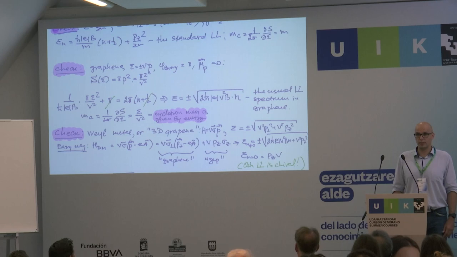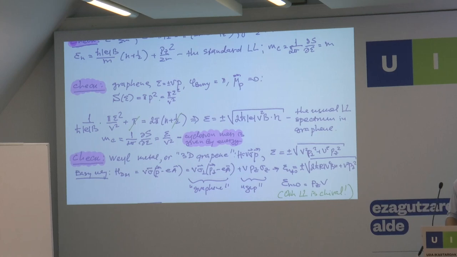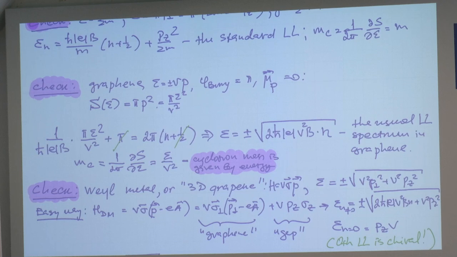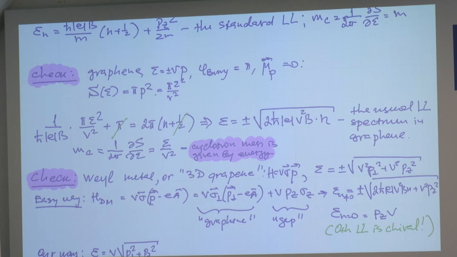Okay, so because pz is a constant of motion, this term with sigma z is just essentially a pz-dependent gap. It doesn't do anything dynamically. It's just a gap in the spectrum. So if we know the spectrum for graphene, we just need to take the square root of the sum of the squares, and we're done.